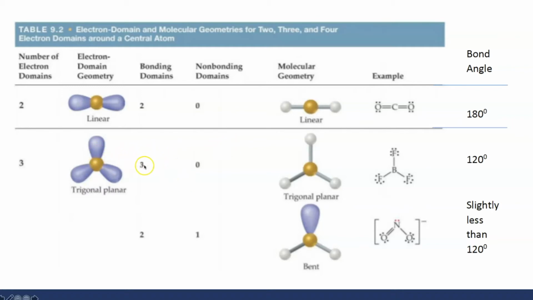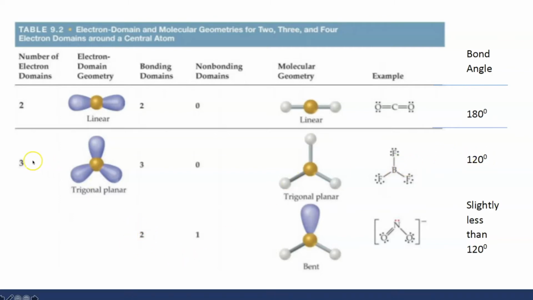So we can have three bonding domains and zero non-bonding domains, like in the case here, BF3. And for those to spread out at a maximum distance from each other, they're going to have a 120-degree bond angle. That's going to be a nice flat shape. It doesn't have to bend at all in any way. That will be the maximum distance.